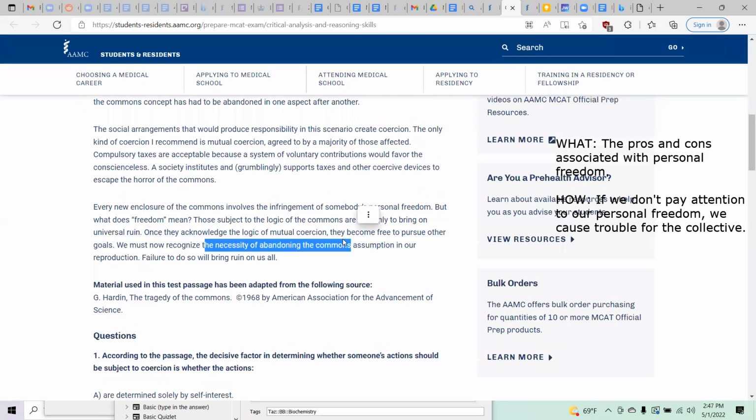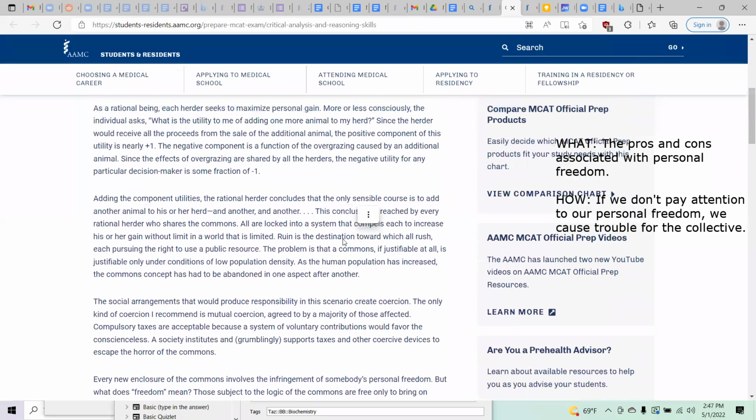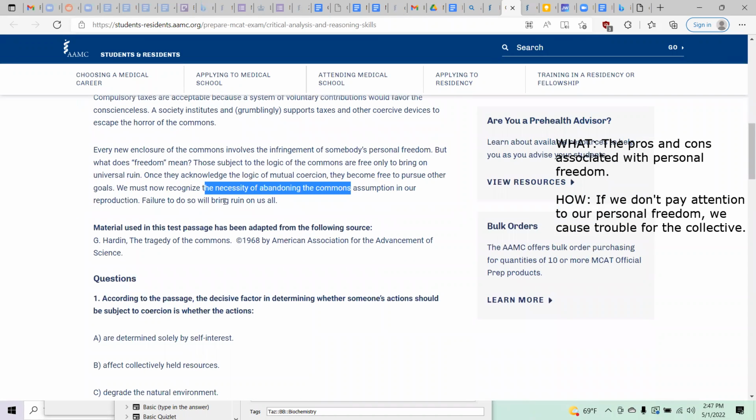Again, he's hitting us with what he said. So luckily, he gave it to us twice. Before he said the commons concept has had to be abandoned, and now again he's saying the necessity of abandoning the commons assumption in our reproduction. Failure to do so will bring ruin on us all.